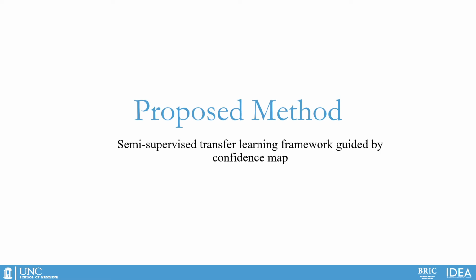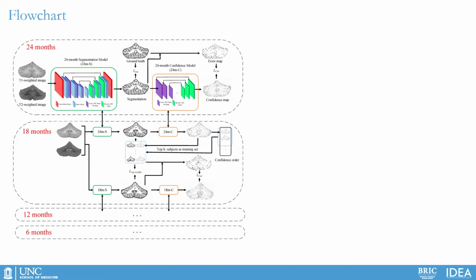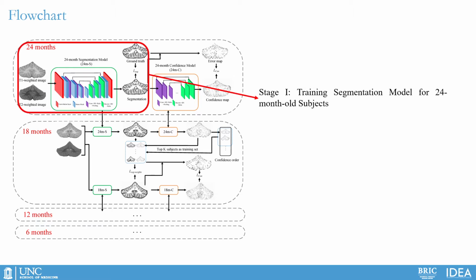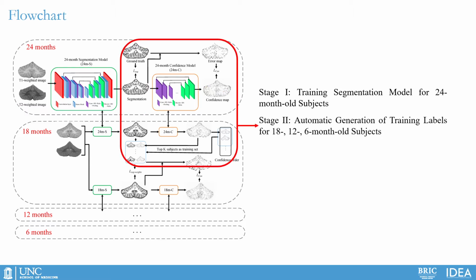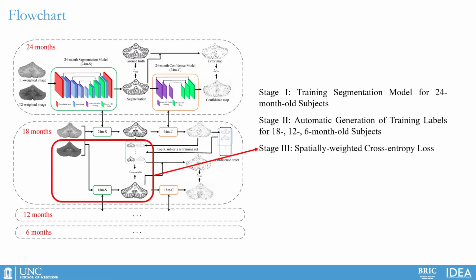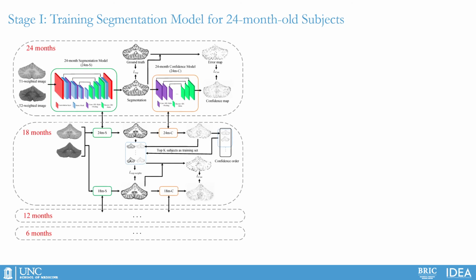Now, I will introduce our proposed method. This is our flowchart, which consists of 3 stages. The first stage is training a segmentation model with 24-month-old subjects and manual labels. The second stage is how to choose unlabeled images from other month-old subjects for training. And the third stage is how to retrain the segmentation model for other months. Next, I will detail these 3 stages.